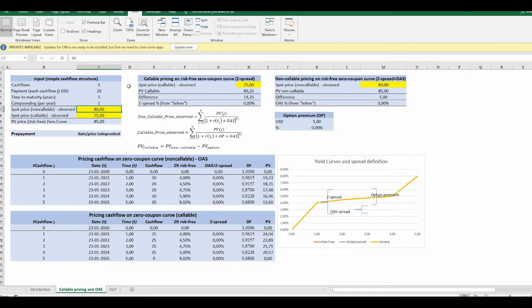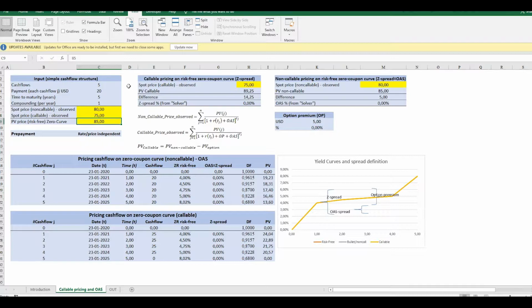We have a market price of 80 of this cash flow, given that there is no optionality in terms of leaving the borrower with a prepayment option. On the other hand, with this prepayment option, this optionality to prepay the notional amount earlier than required or scheduled in the initial cash flow structure, the price is 75.